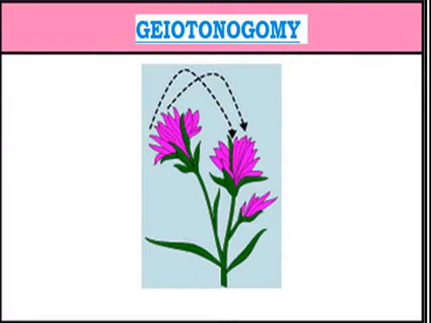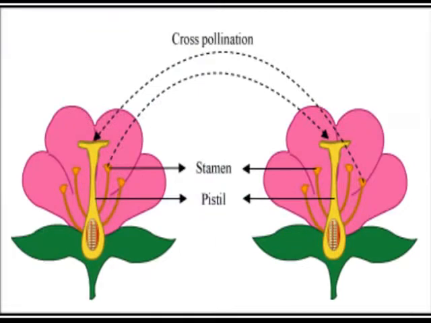Here you can see genetogamy. It is also a type of self-pollination. Why? Because here there will be only one plant, but the flowers will be different. So the male gamete of one flower will get transferred to the female gamete of another flower. The flowers will be two, but the plant will be the same. Now here you can see cross pollination. In this there are two separate flowers of two separate plants, right? So the male gamete of one flower is getting transferred to the female gamete of another flower. So this is known as cross pollination.